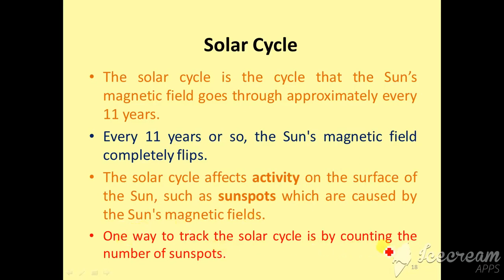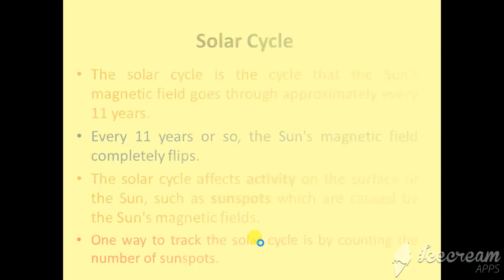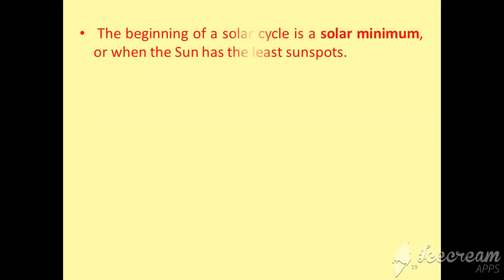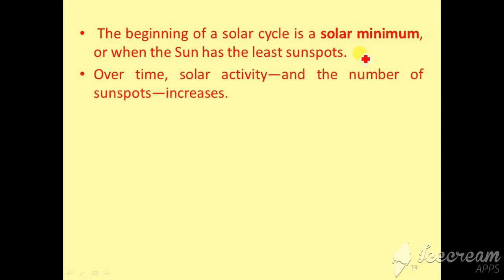One way to track the solar cycle is by counting the number of sunspots. It is a very important tool to understand the solar cycle, just to count the number of sunspots. For example, the beginning of a solar cycle is a solar minimum, when the sun has the least number of sunspots. So we can easily identify the solar minimum just by counting the sunspots.